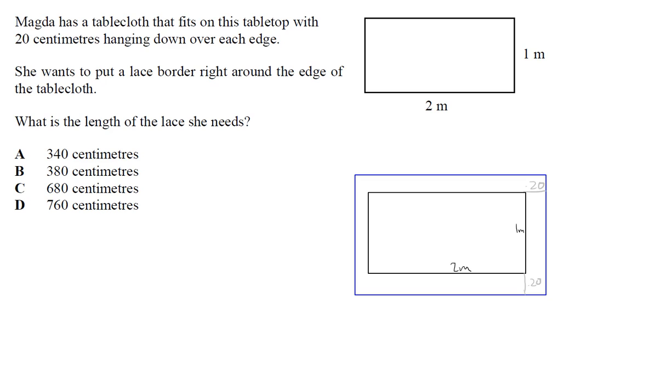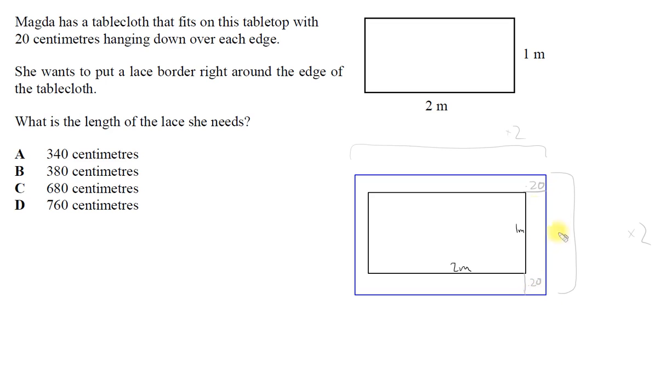So, what's the length of the lace that she needs? So pretty much what they're asking us is the perimeter of this big tablecloth, since we need to put lace around every single inch of this border. So we need to find the length of this times 2 and the length of this times 2, since there is this and this as well as that and that.